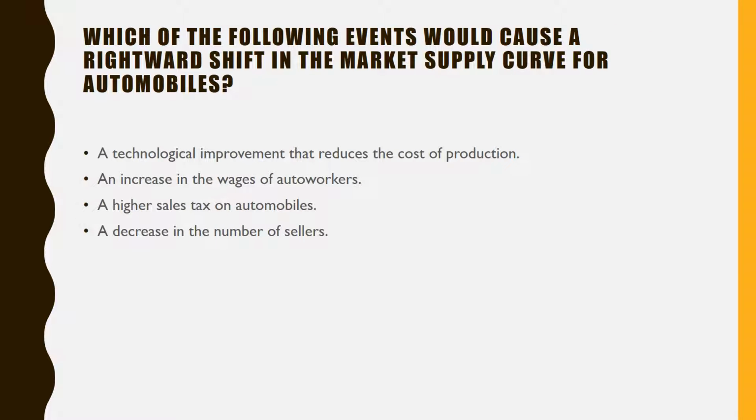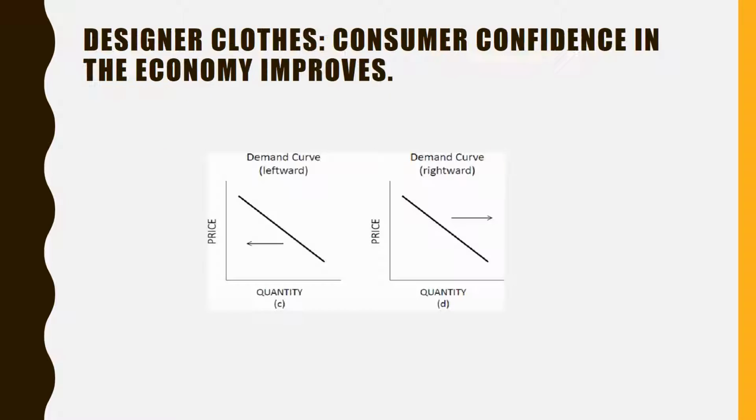Your next one is, which of the following events would cause a rightward shift in the market supply curve for automobiles? The first option is a technological improvement that reduces the cost of production. The second is an increase in wages. The third, a higher sales tax. And fourth, a decrease in the number of sellers. So if you notice down here, these three would do the opposite. This top one would cause a rightward shift. It would shift out. We can produce more at the same price. The other three are going to shift us back in the other direction.